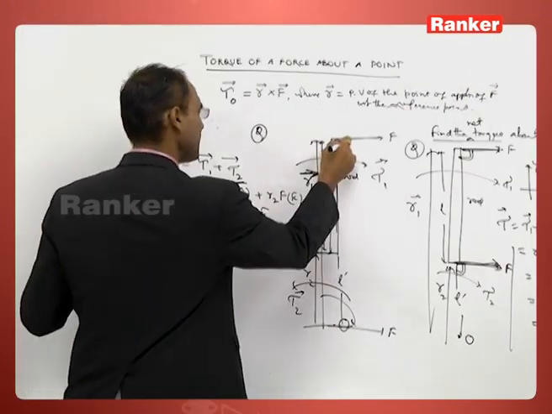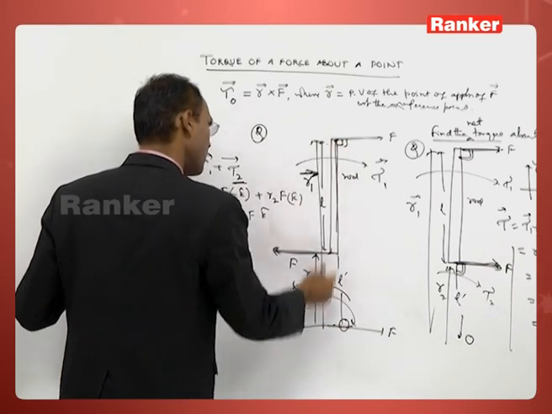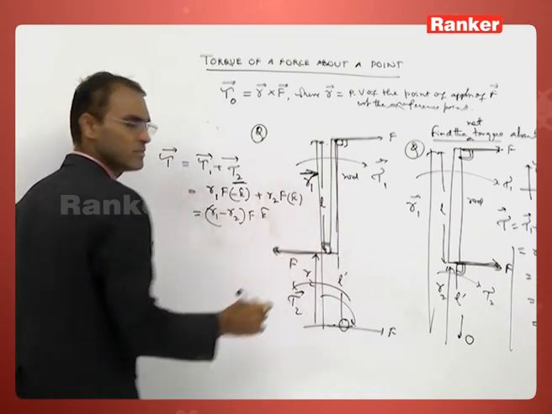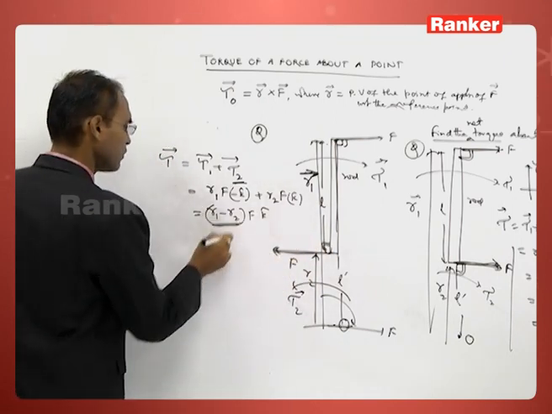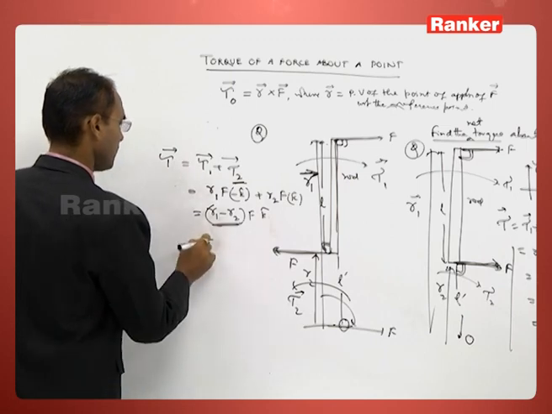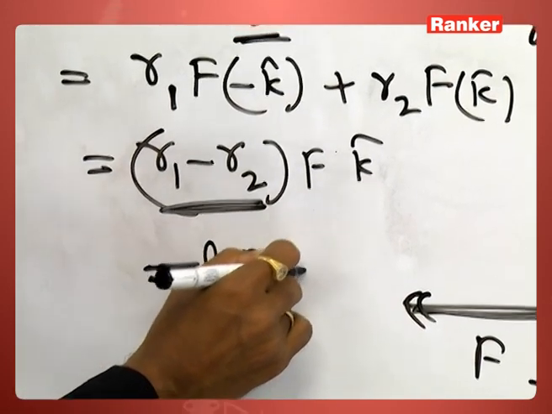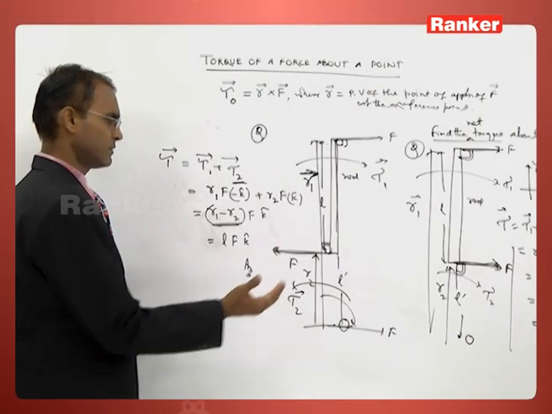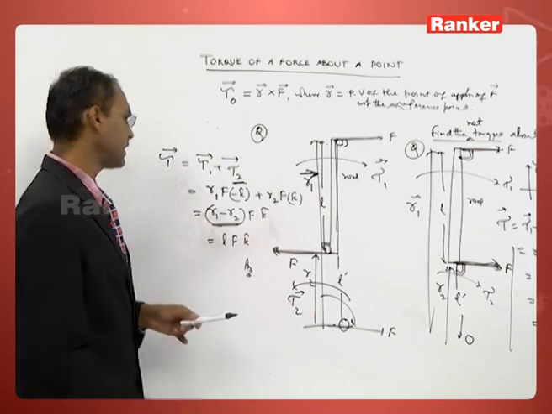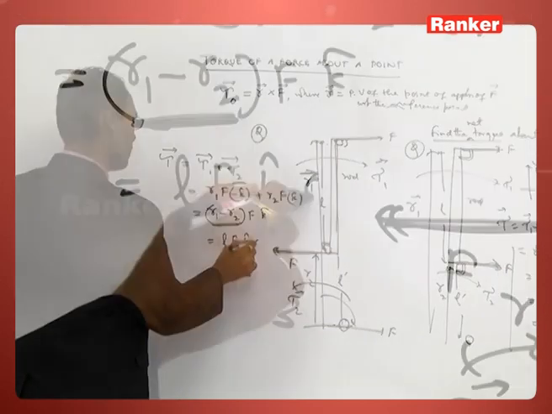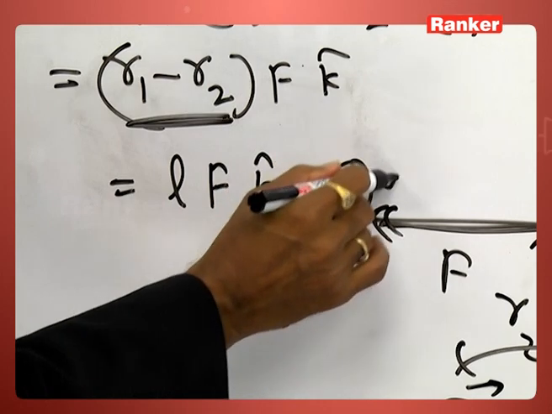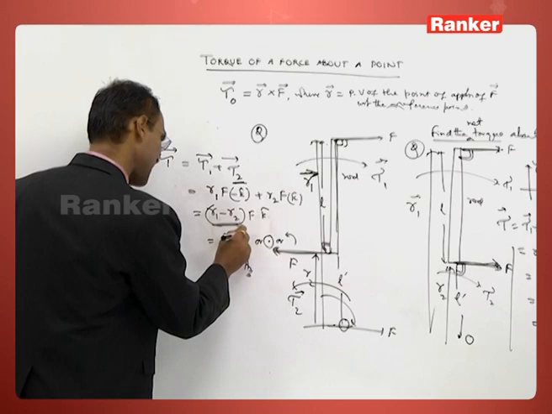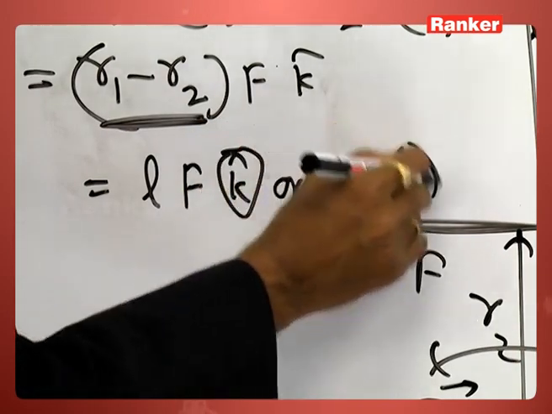Since the angle between the position vector and the force vector is 90 degrees, sin 90 is 1. But R1 minus R2 is how much? L. Answer: the net torque is in the positive z direction, in an anti-clockwise manner. This is correct, this is also correct, this is also correct.